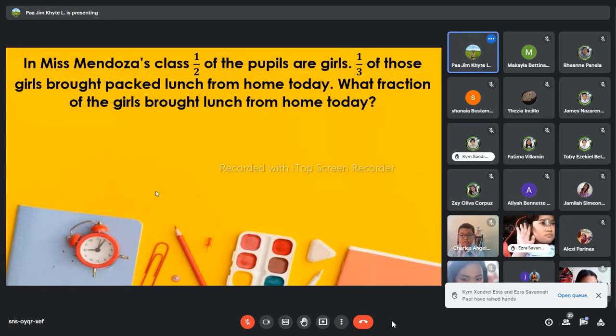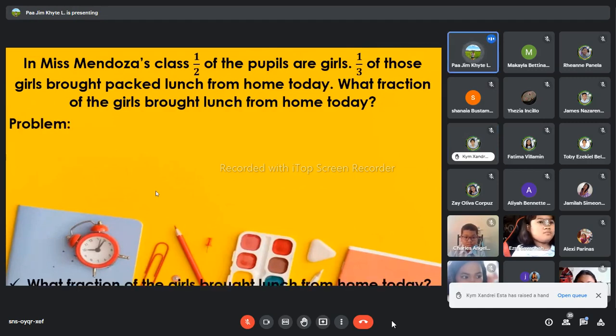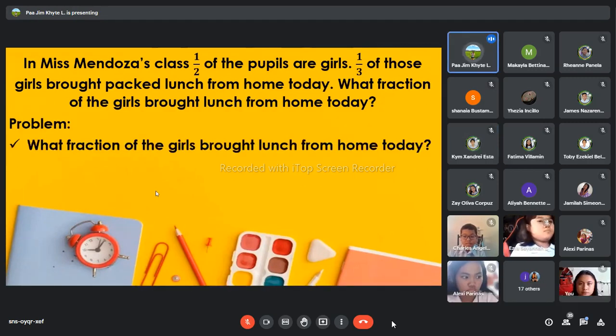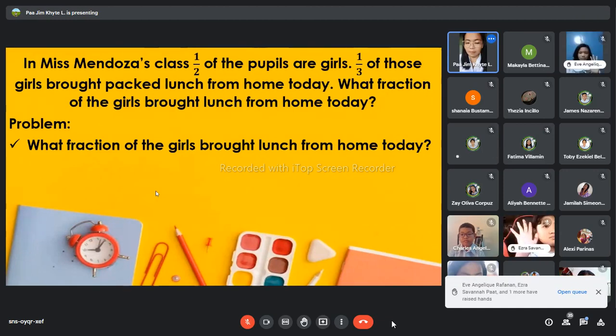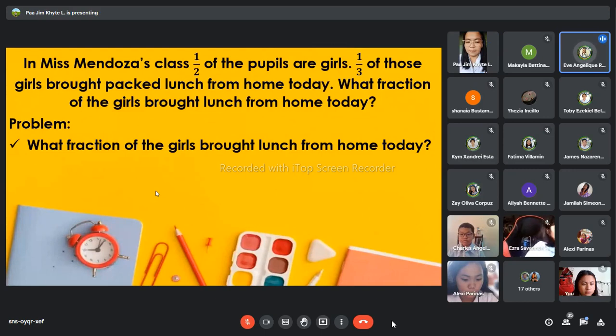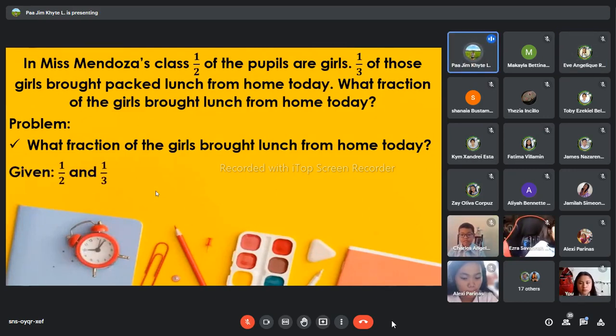Anyone? Kim? What fraction of the girls brought lunch from home today? That's right. What are the given? Would you mind to share? Eve? One half and one third, ma'am. Correct. The given are 1/2 and 1/3.